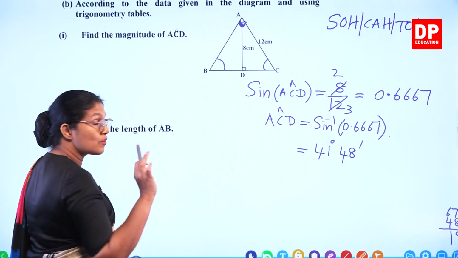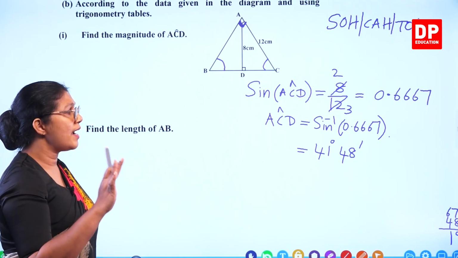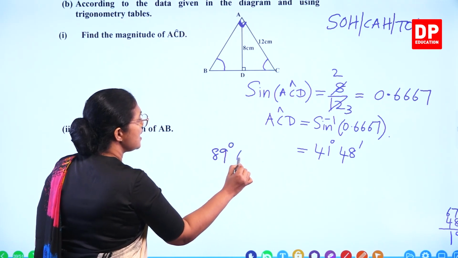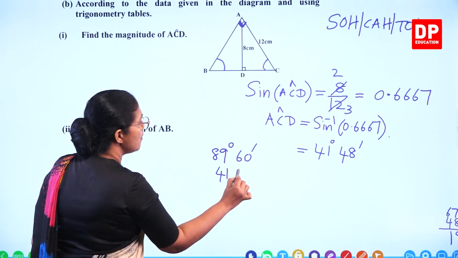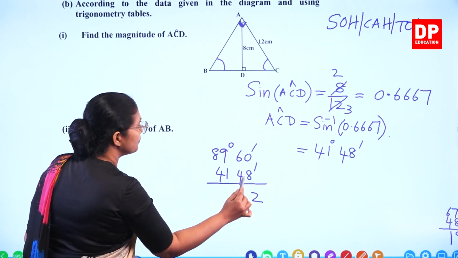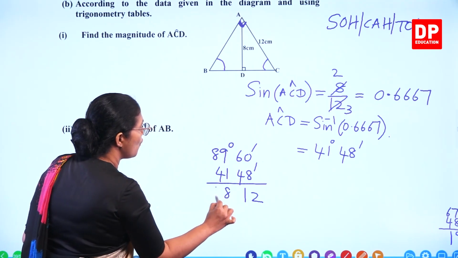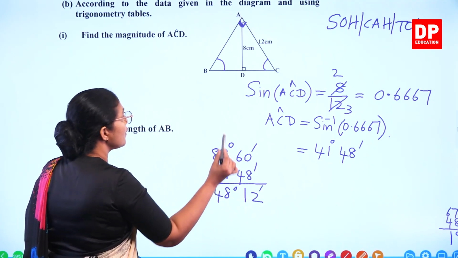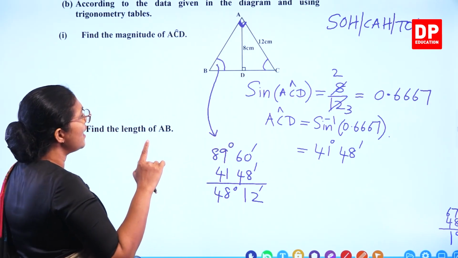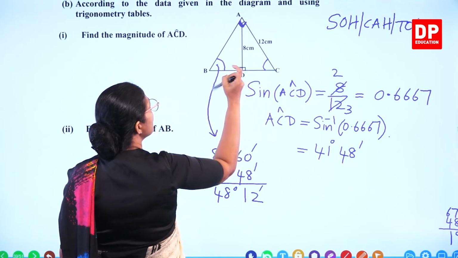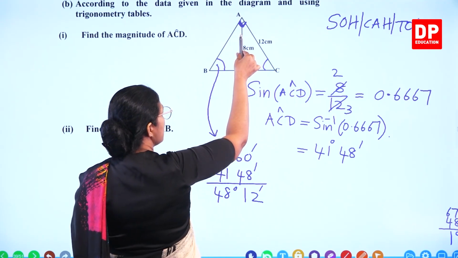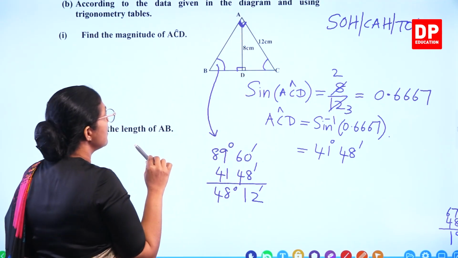Subtract from 90. So don't do 90 minus that. You can write 89, 60 minus 41, 48. Subtract. 48, 12. So this angle is 48, 12. To that angle, it's easy to take, this is 8, and what is the other one?